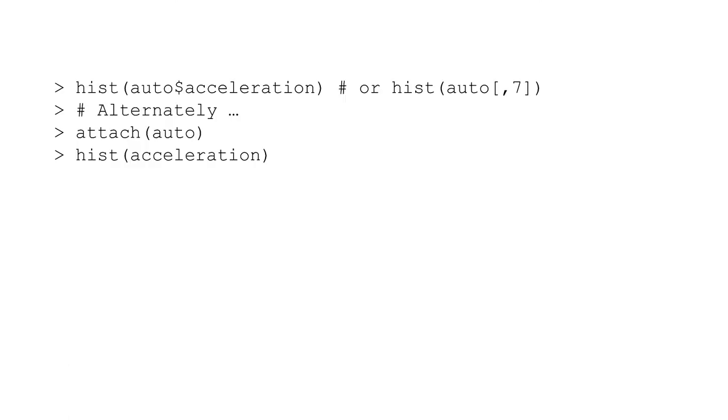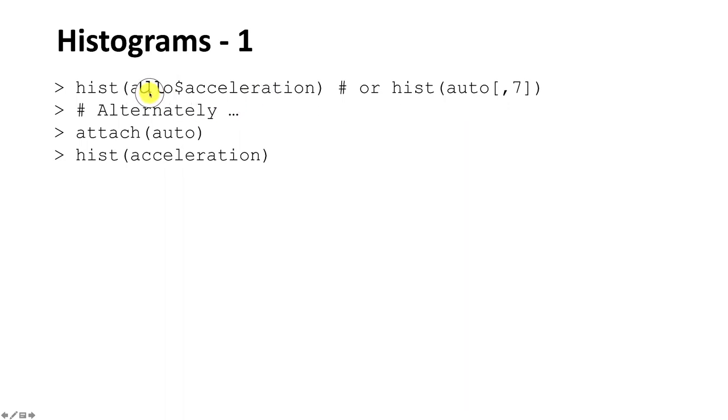Now let us get into actual graph generation. Here we'll learn about histograms. The function to generate a histogram is simple, it's just hist. So you can say hist auto$acceleration. That is the variable that you want to generate a histogram for. And of course, it has to be a vector. Or you can say hist auto comma 7. You know from your lab on data frames that you can specify the name of a data frame. Within square brackets, you indicate the rows you want and the columns you want. If you leave out something, that means all. So here we have not specified the row. That means I want all the rows and I want only the seventh column, which contains acceleration.